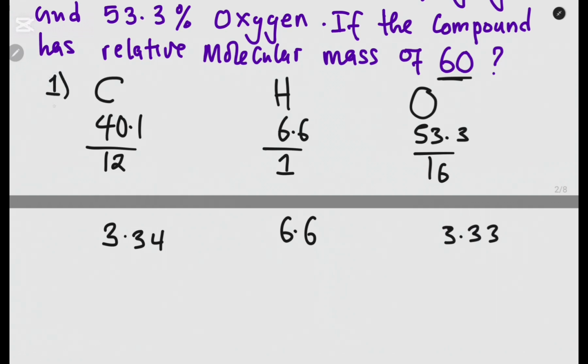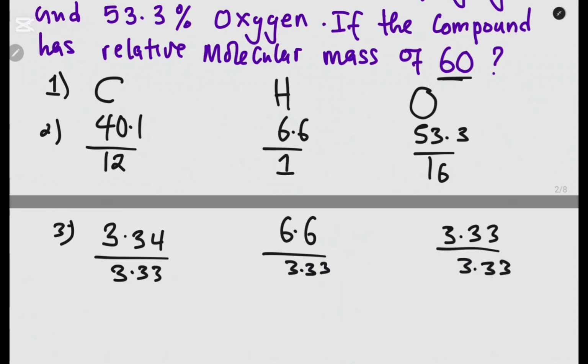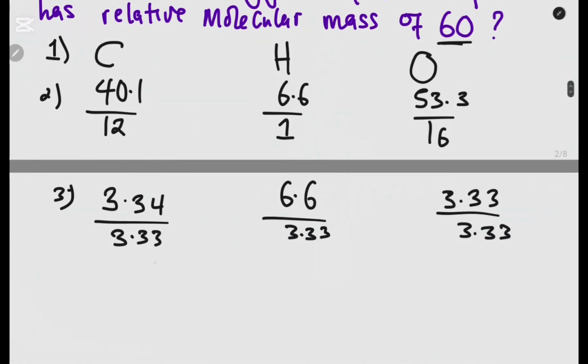So the first step is this one, the second step is this one, the third step is this one, the fourth step, divide by the smallest throughout. So the smallest of the three is 3.33. So it is 3.34 divided by 3.33, 6.6 divided by 3.33, and 3.33 divided by 3.33. Okay, so what are we going to have? For the first one, we are going to have 1. This one we are going to have 1.98. This one we are going to have 1. Now 1.98 can be rounded off to 2. So this one is just as good as 2.